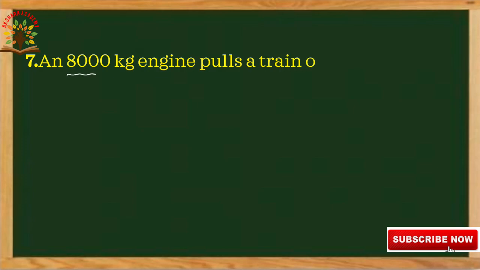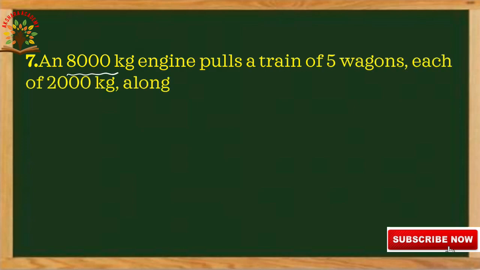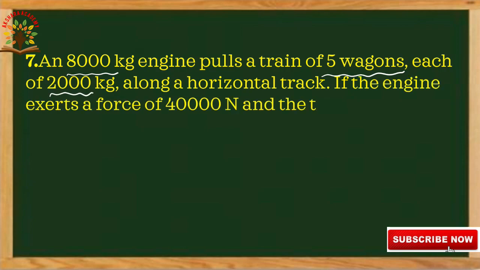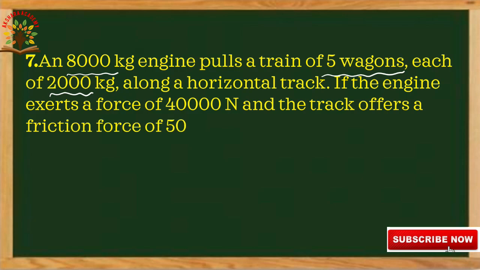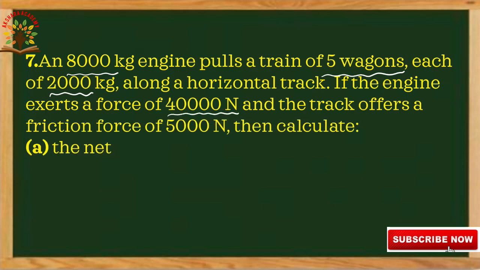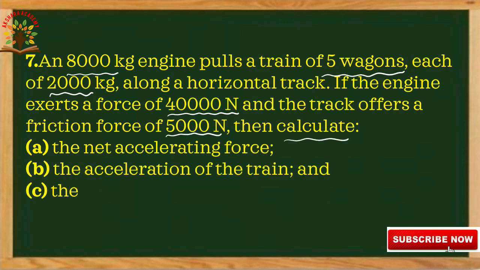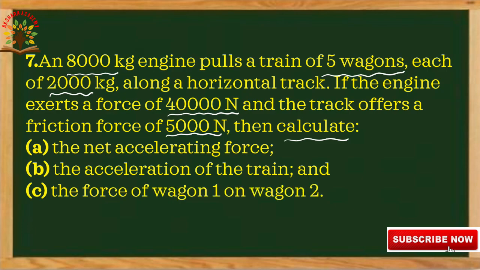An 8,000 kilogram engine pulls a train of 5 wagons, each of 2,000 kilogram, along a horizontal track. If the engine exerts a force of 40,000 newtons and the track offers a friction force of 5,000 newtons, you have to calculate the net accelerating force, the acceleration of the train, and the force of wagon 1 on wagon 2. Now let us discuss one by one. First we will calculate the net accelerating force, then the acceleration of the train, and finally the force of wagon 1 on wagon 2.